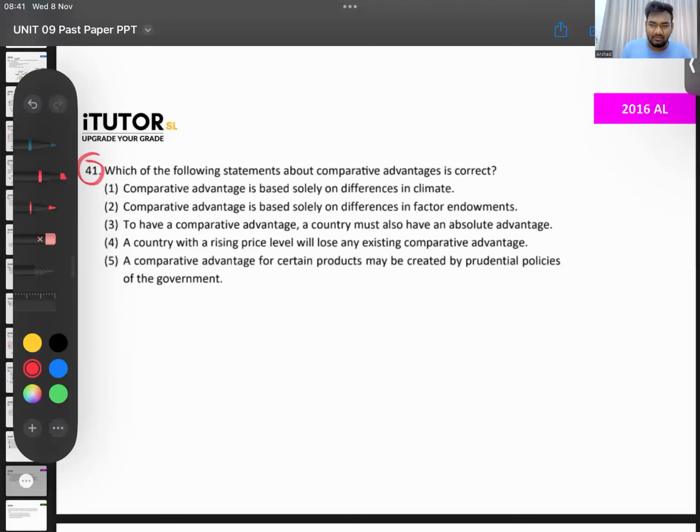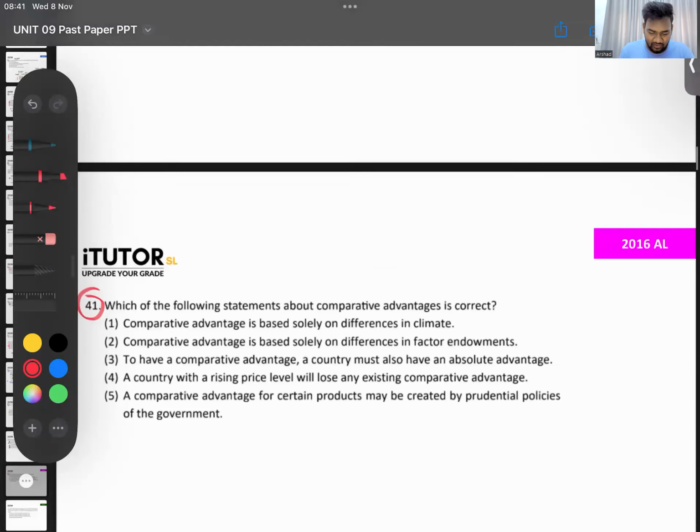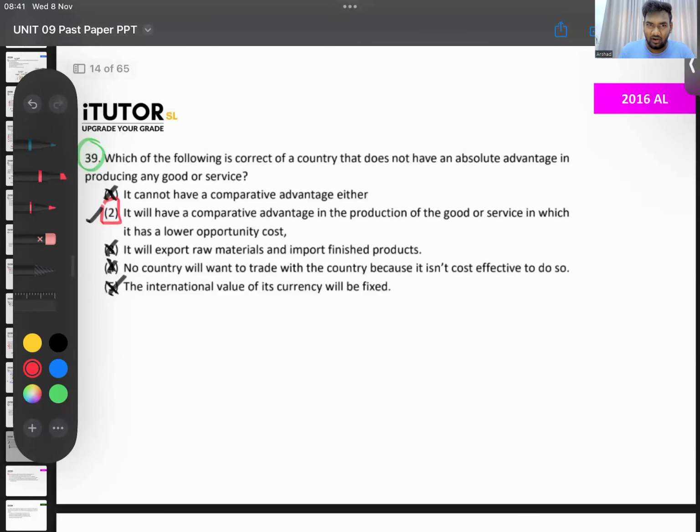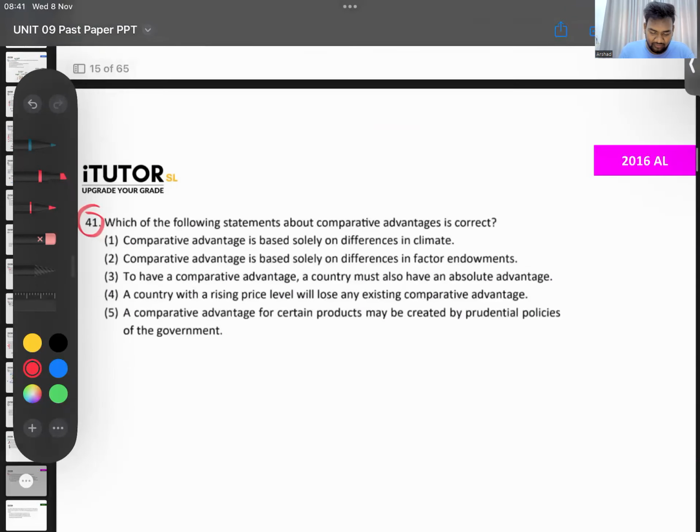Then Lamai 40. 41. I think 40 is from another unit. Can someone recheck quickly? 2016 40. I have skipped 40. Is 40 from unit number 10? I skipped question number 40. Unit number 10. Then we'll go to 41.